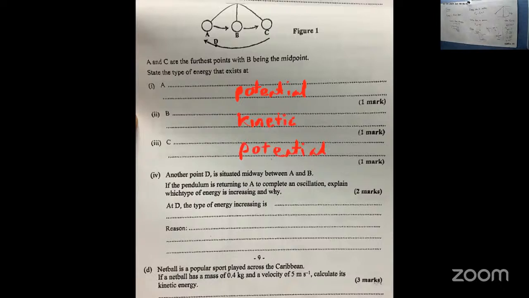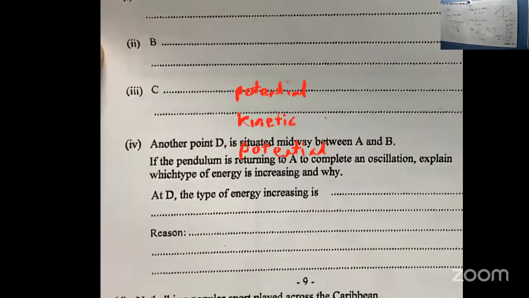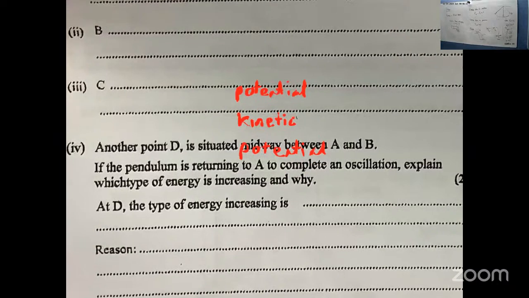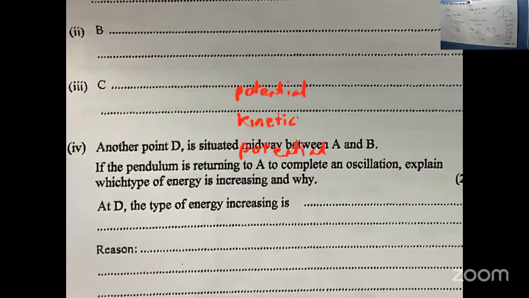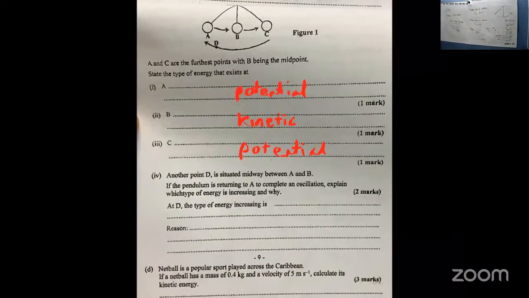Jamie, part 4. At another point, D is situated midway between A and B. So midway between A and B there, right? Now let's zoom in a little bit. Midway between A and B. If the pendulum is returning to A to complete an oscillation, explain what type of energy is increasing. You're returning to A.